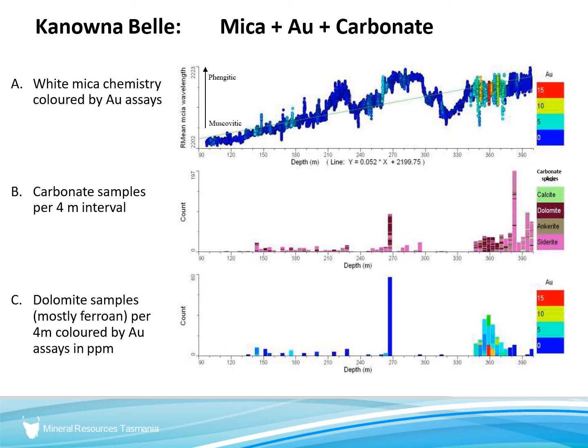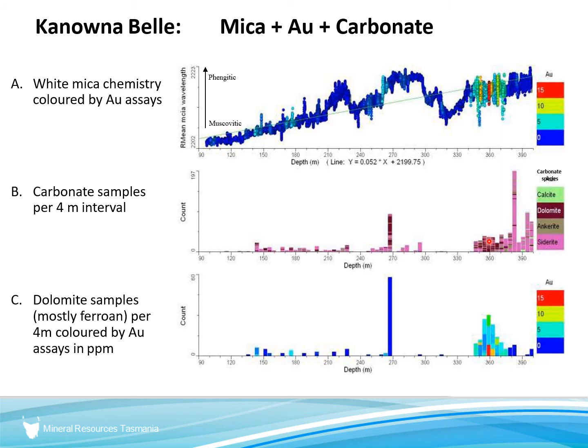Kanana Bell, here we're looking at this white mica chemistry. Note it's not telling us so much here, but the carbonates, the ore zone here, it's covered by gold. So the gold is in this area, and it's characterized by the carbonate being dolomitic. So that dark reddish color there is the dolomite, and the dolomite is where the gold is.